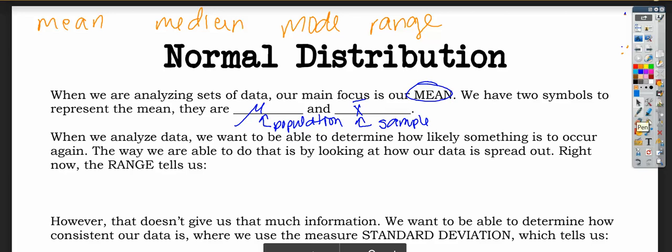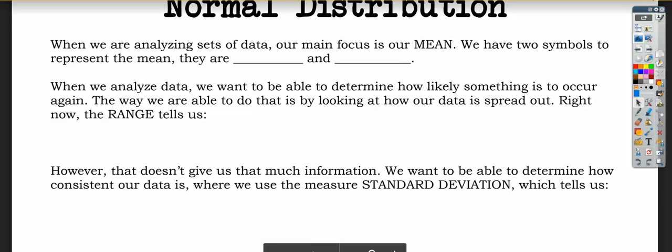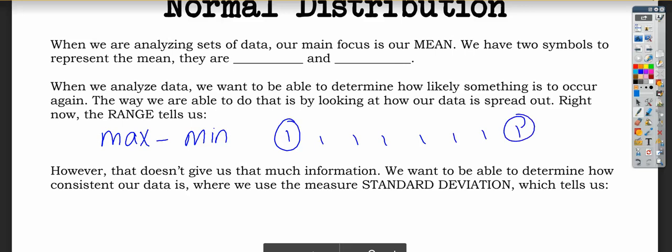So when we're analyzing data, we want to be able to determine how likely something is to occur again. The way we're able to do that is by looking at how our data is spread out. Right now, we only know range, and range tells us our max value minus our min. So if I have just a list of data, my range just tells me how far away my biggest number is from my smallest number. This doesn't really give us much information to determine how consistent our data is. So we want to use what's called standard deviation.